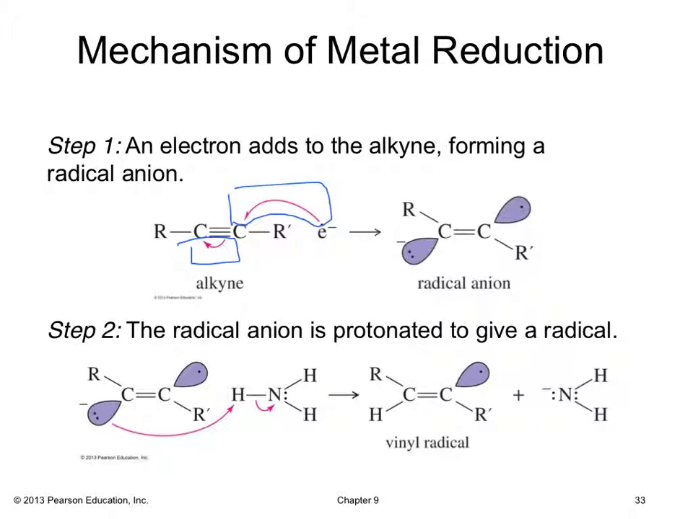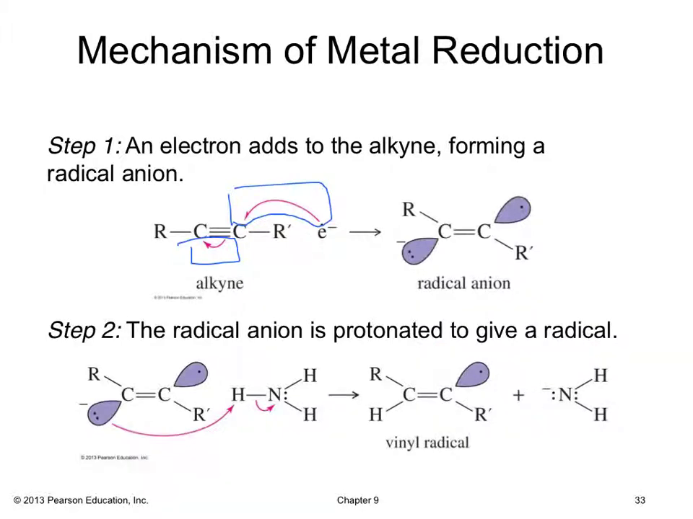So in your mechanisms for your exams, just make sure you're distinct and clear that you have a half arrow just using electrons, and this is a full arrow because you're moving a pair of electrons. So now you generate a radical anion, shown here, with the negative charge residing on this carbon. Then you're going to have reaction with the ammonia. This will attack the hydrogen, electrons will go onto the nitrogen so that you generate the vinyl radical as well as this.